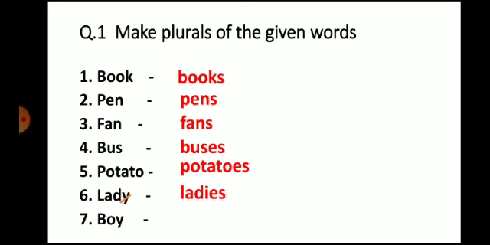Now we will see the next word, that is boy. Yes, again there is a Y. So we will see the letter before Y, that is O, and O is a vowel. So we will not cancel Y and we will just add S to make its plural. One boy, many boys.